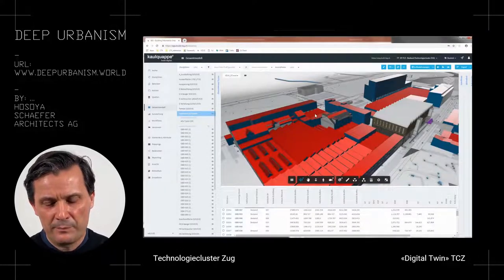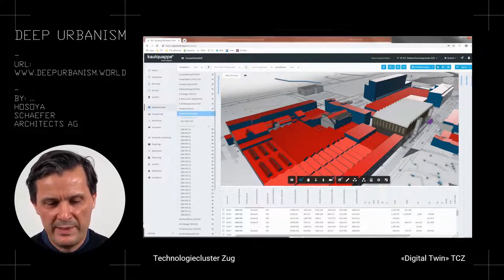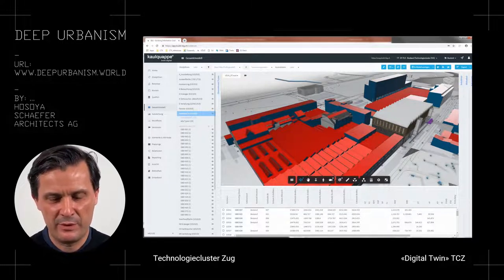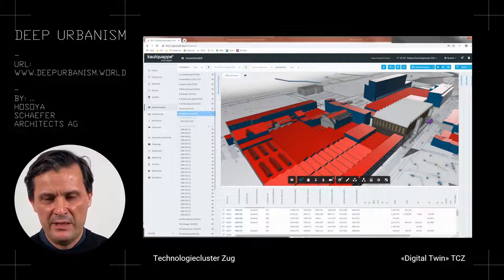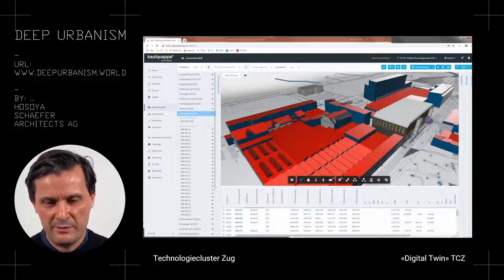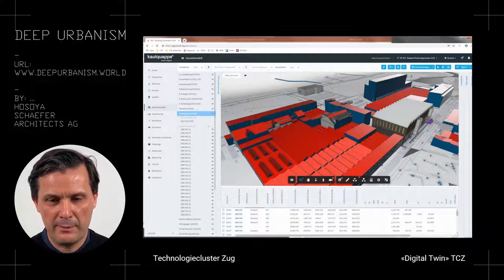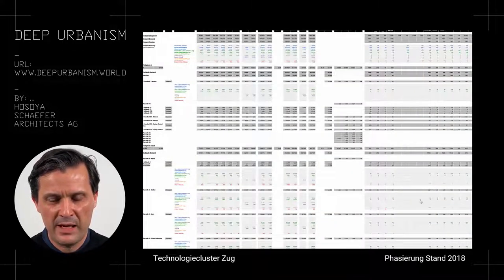Now, in order to organize this complex transformation over these many years, we established a tool of management. It's a digital twin. Some of you might have heard that term already. And the idea of this digital twin is that it works, on the one hand, of course, as a 3D model. On the other hand, as a gigantic database. This is only a small excerpt out of a very, very large database, which is a digital twin on an urban level.